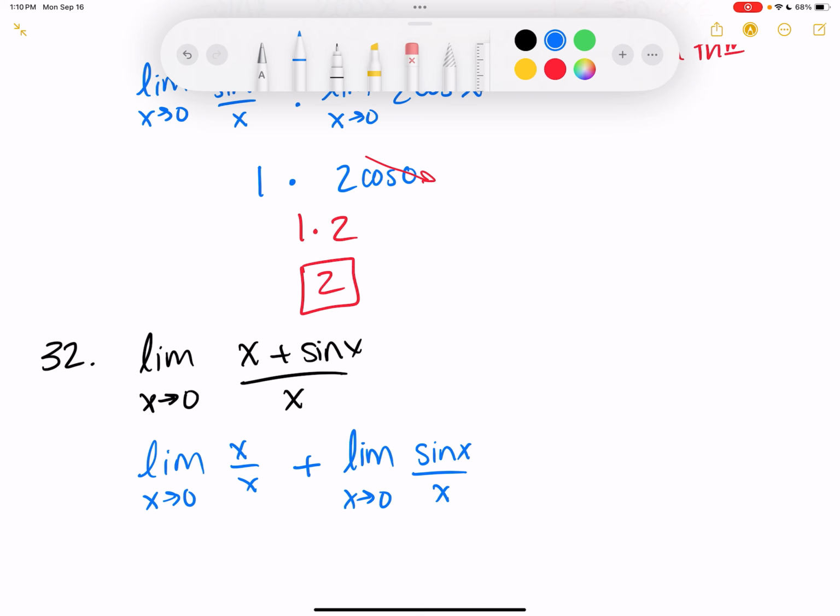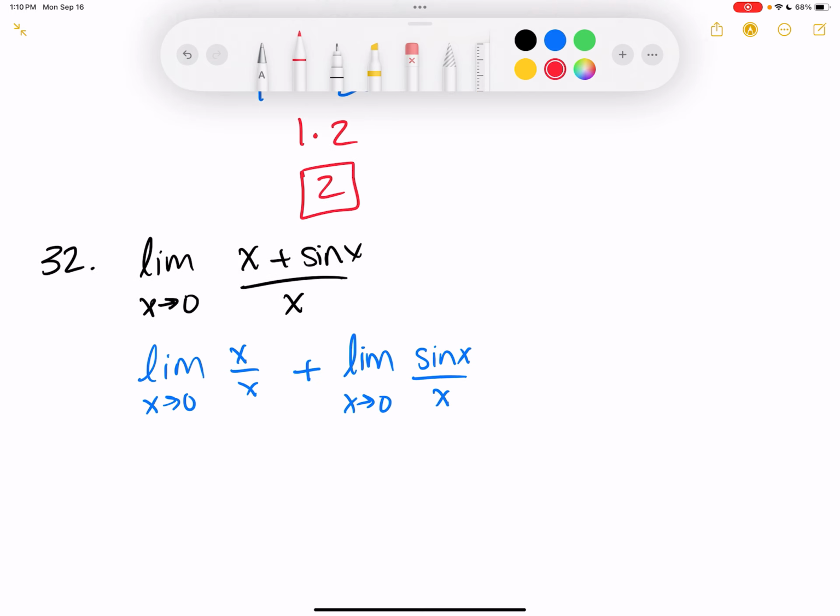What is x over x? 1. So what is the limit as x approaches 0 of 1? 1. Plus, what's the limit as x approaches 0 of sine of x over x? 1. So this is equal to 2.